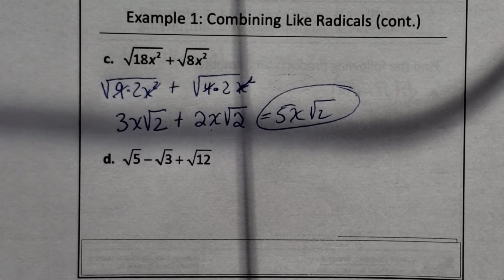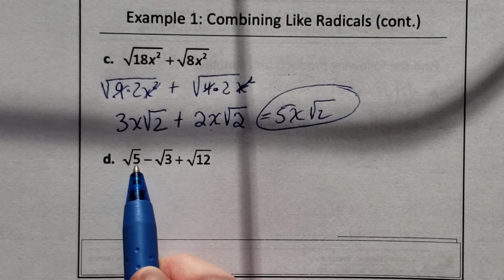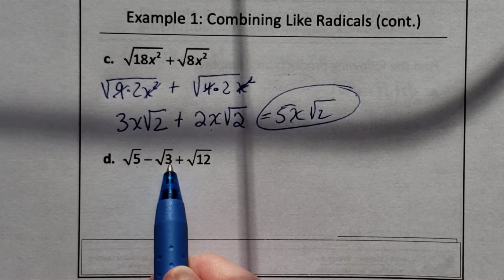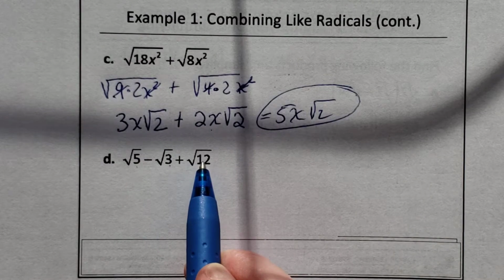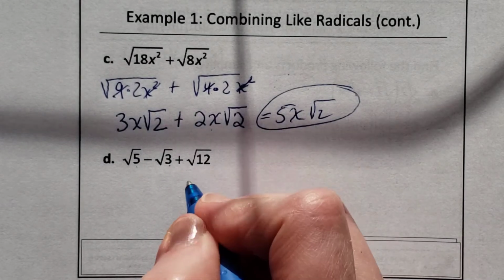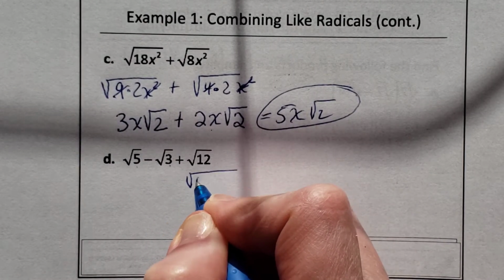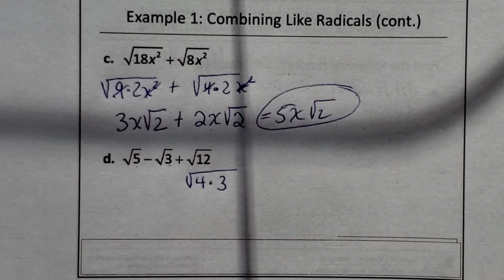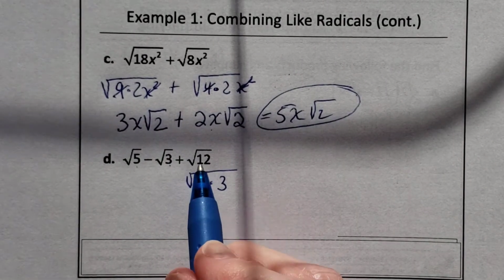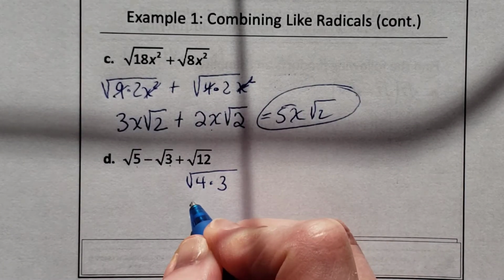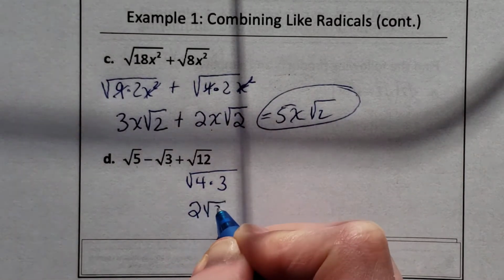And then letter D. Now obviously 5 and 3 are simplified. So these are unlike terms. They're going to stay unlike terms. And then we're going to see if we can simplify square root of 12. So 12 would be 4 times 3. And of course 4 is a perfect square. So this square root of 12 simplifies as 2 square roots of 3.